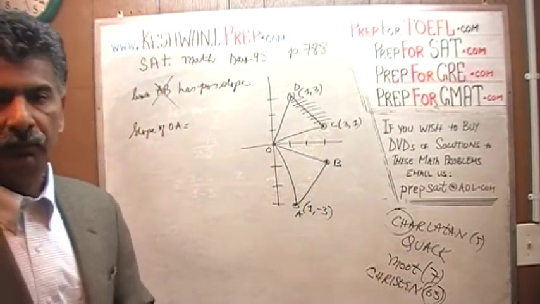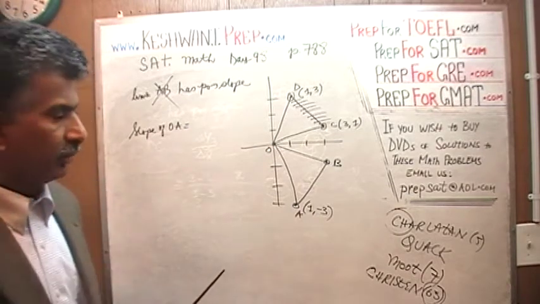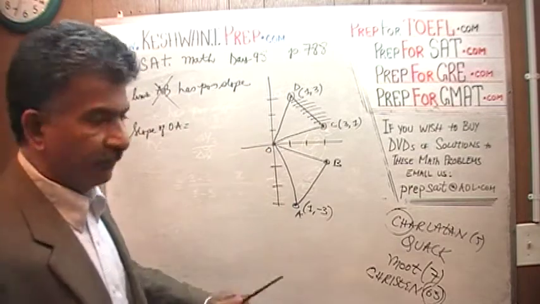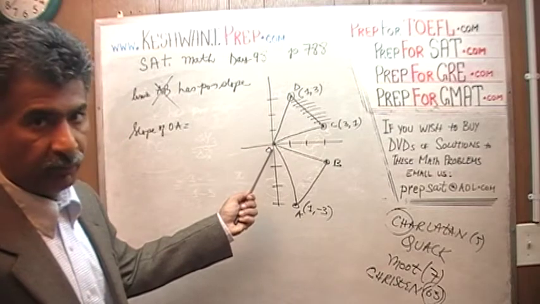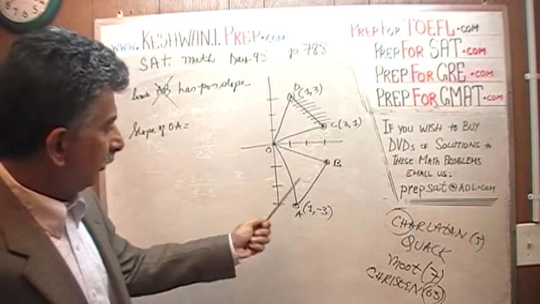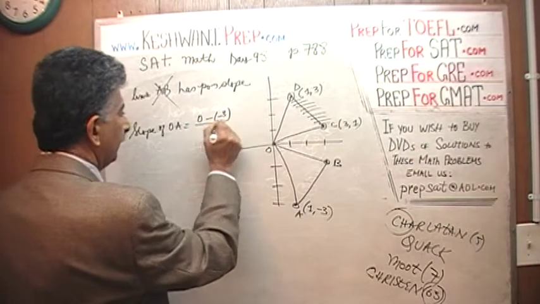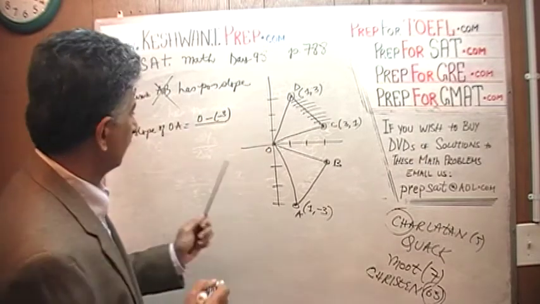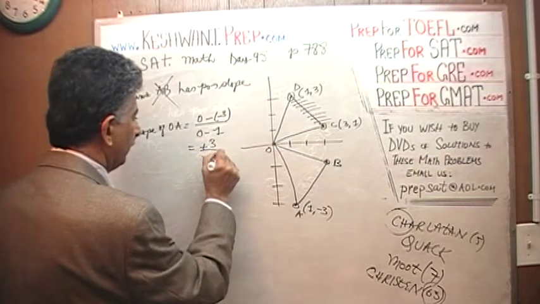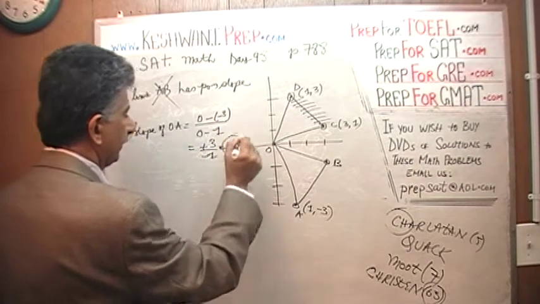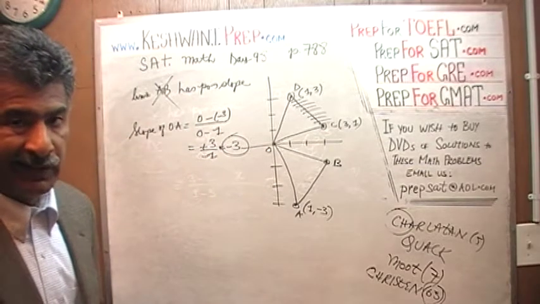DC has a slope of negative 1. Let's figure out OA. Going from O to A, O has a coordinate of 0, 0, obviously it's the origin. So 0 minus 3 over 0 minus 1 is going to give us positive 3 over a negative 1, which is a slope of negative 3. It's a very steep line, but it is a negatively sloped line.